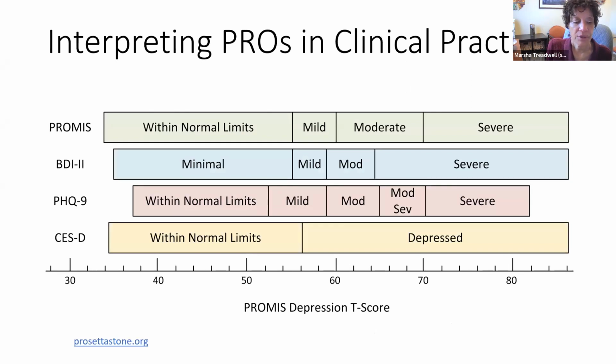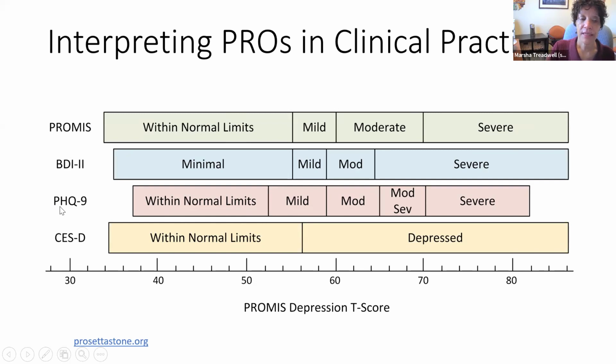Some of you may be familiar with a number of measures that have been around for a while, such as the Beck Depression Inventory, the PHQ or Patient Health Questionnaire, and the Center for Epidemiologic Studies Depression scale. So these are older depression measures, and then you have the PROMIS measure of anxiety and depression.